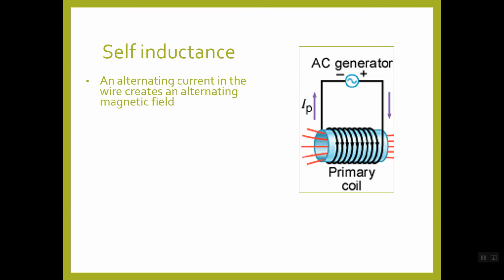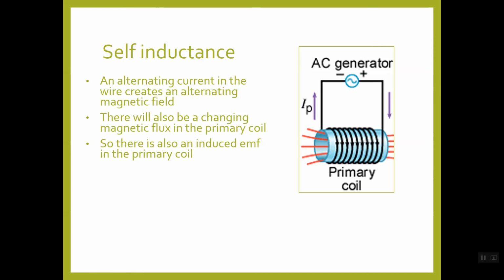So we have now just one coil instead of two coils, and we have an alternating current going through the wires in this one coil, and that's going to create an alternating magnetic field. So there will also be a changing magnetic flux in this coil. Not only if we had a secondary coil is there a changing magnetic flux in the secondary coil, but even in itself, in the primary coil, there's also a changing magnetic flux. So there will also be an induced EMF in the primary coil.